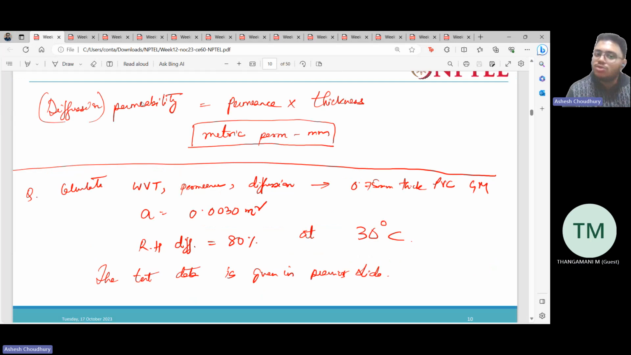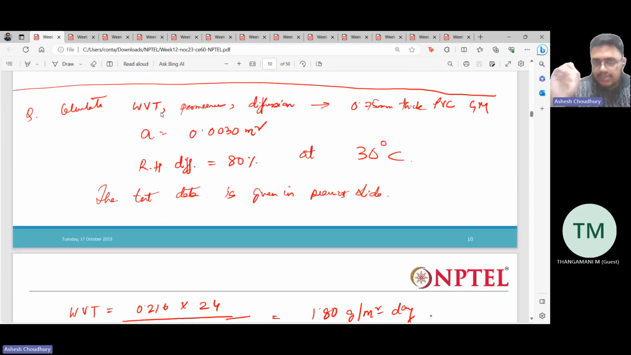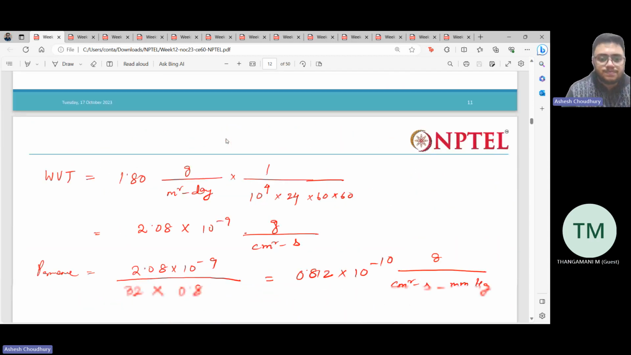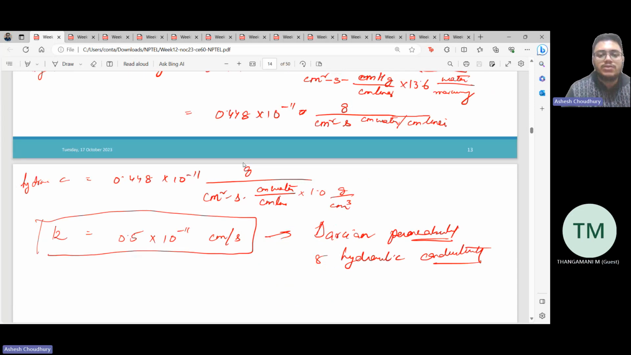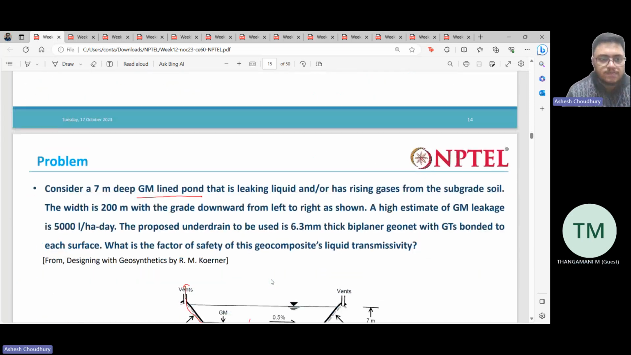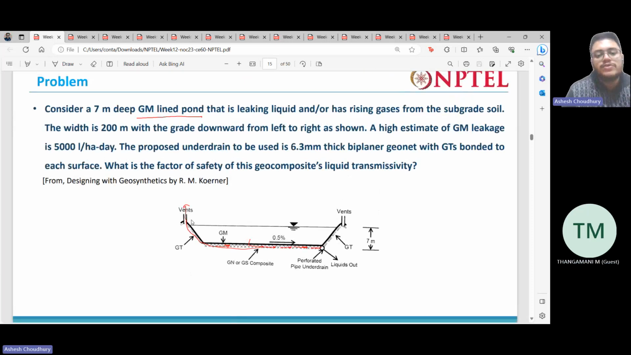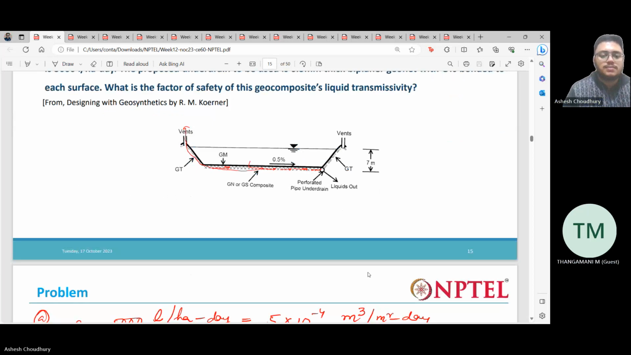And this permeability is not Darcy permeability. This permeability is Fickian diffusion, right? So this permeability can be converted to Darcy permeability by just manipulating, playing with the units. So we did that one also. You change the units and convert this to Darcy permeability or hydraulic conductivity. And this problem is solved regarding this drainage, okay, drainage of leachate.